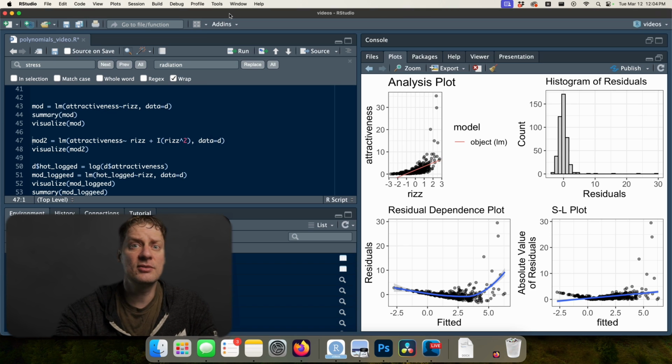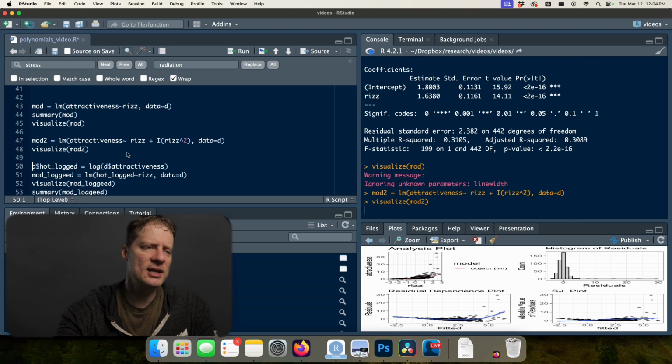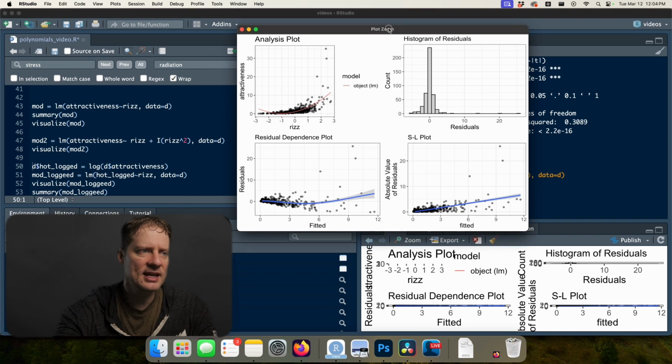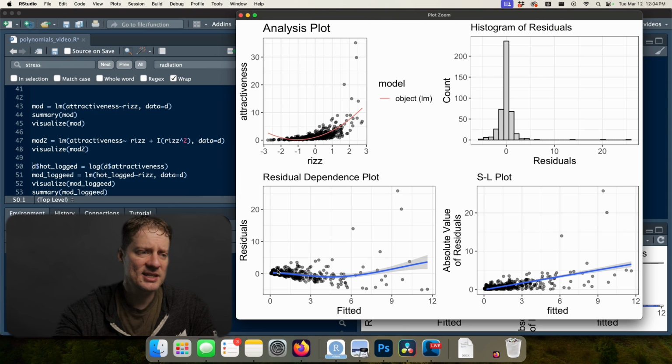So I'm going to try to fix this with a polynomial. It's not going to work, but I'm going to try to fix it just to show you the limitations of a polynomial model. So back in here, I'm going to do as I did before and say riz, but I'm going to add the polynomial term, plus I times riz squared. And then I'm going to visualize this model and see how that looks. And if we look at that model, that's better. We still, in the residual dependence plot, have this kind of curvilinearity going on.